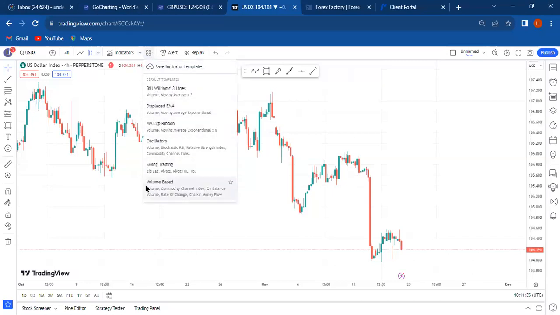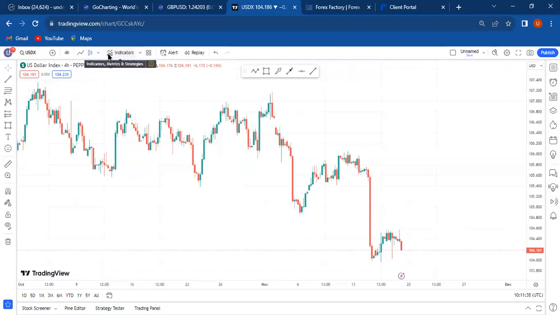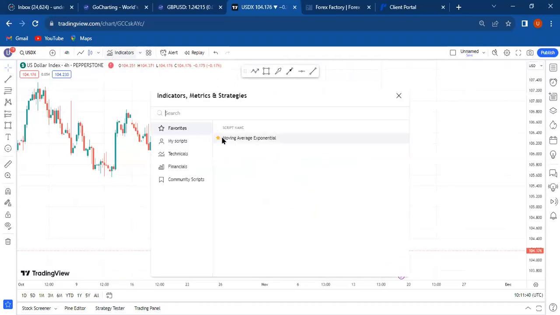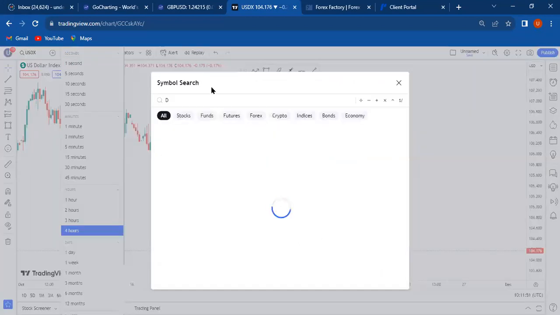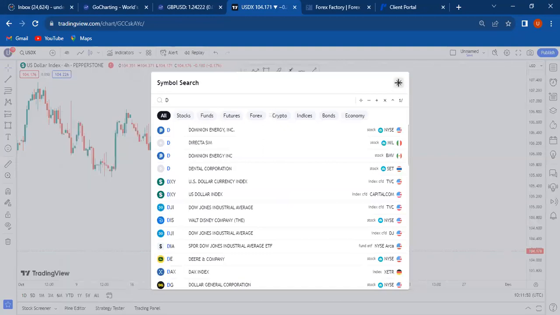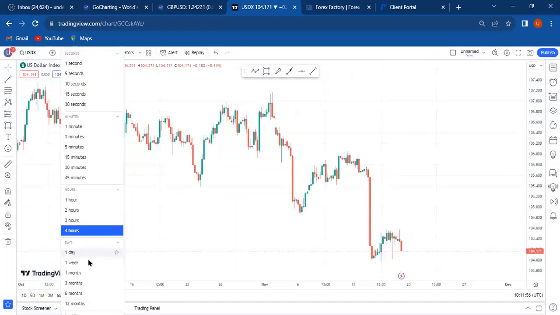Okay, I'm looking for moving average. I don't know what's happening. Okay, so let me get started here. So these dollar indices, I'm going to start with the daily time frame. Daily, weekly, monthly, 4 hours, 2 hours, 1 hour, 45 minutes, 15 minutes, and all that.